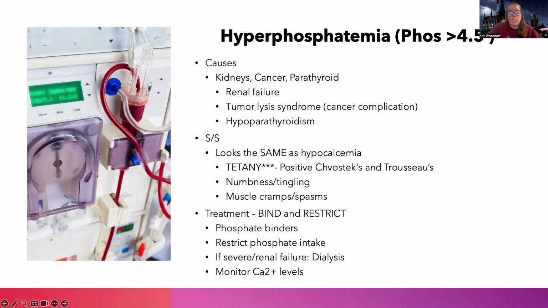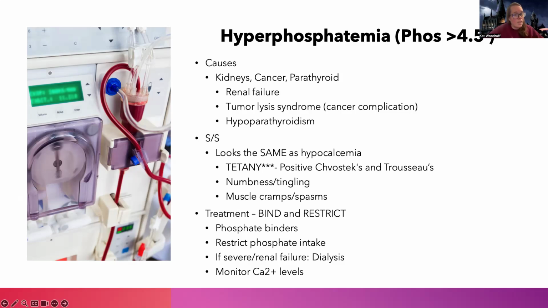The treatment that we do for high phos is we bind phosphorus and we restrict it. There are medicines called phosphate binders. This is what kidney patients, people on dialysis long-term, use: phosphorus binders or phosphate binders. We also want to restrict phosphate intake in patients that have this chronically. They're going to be on a low phosphorus diet.